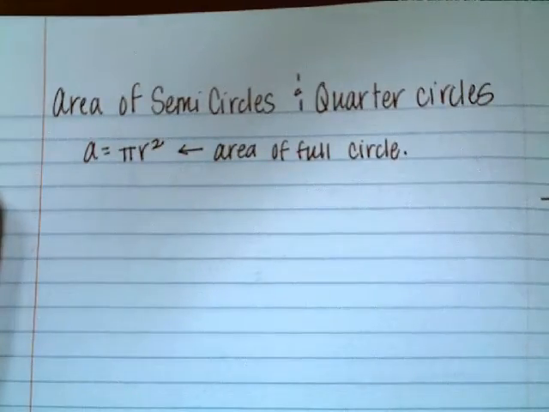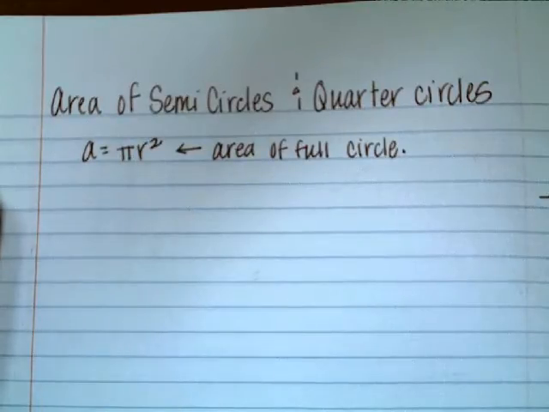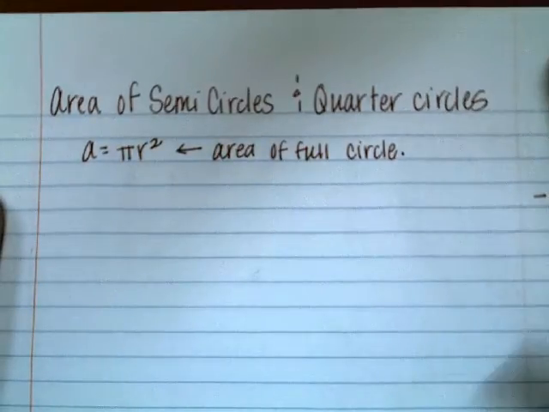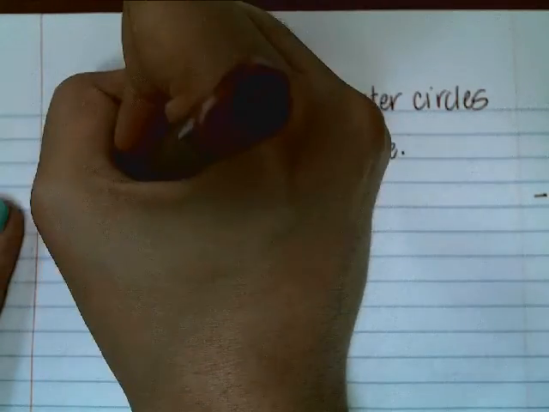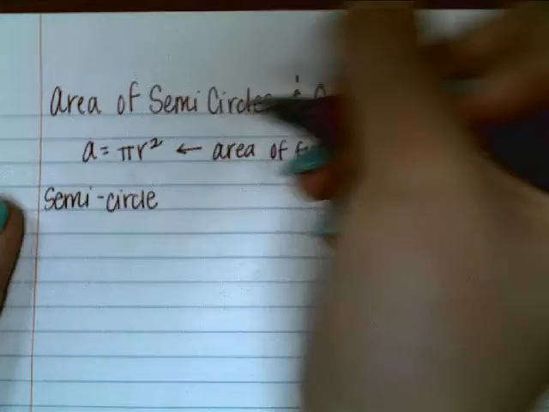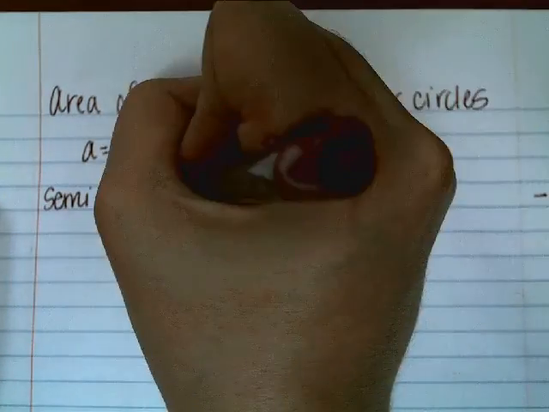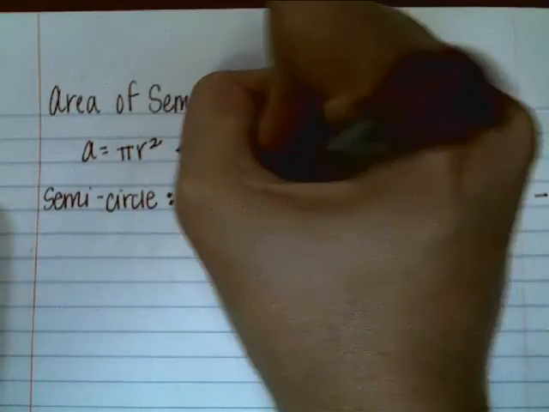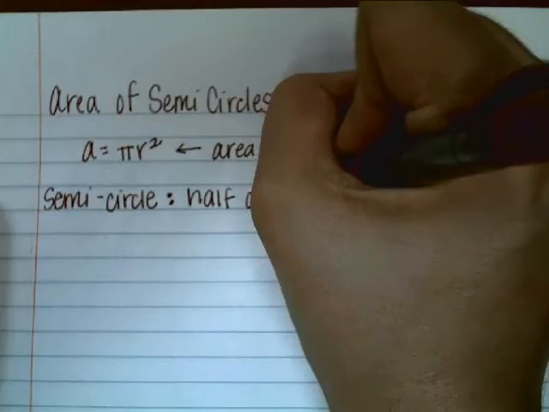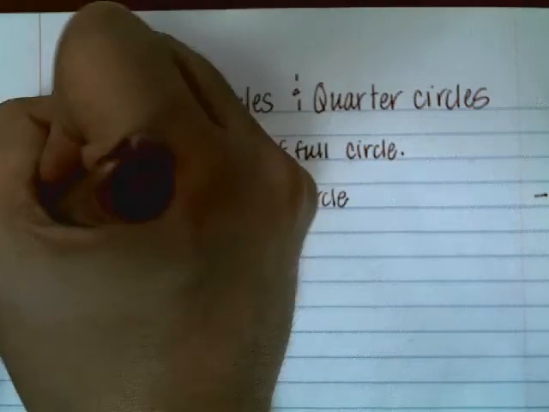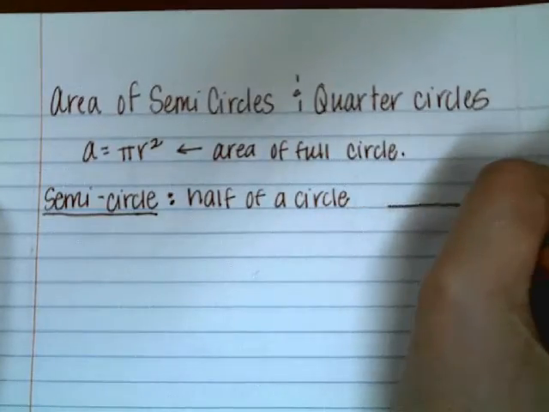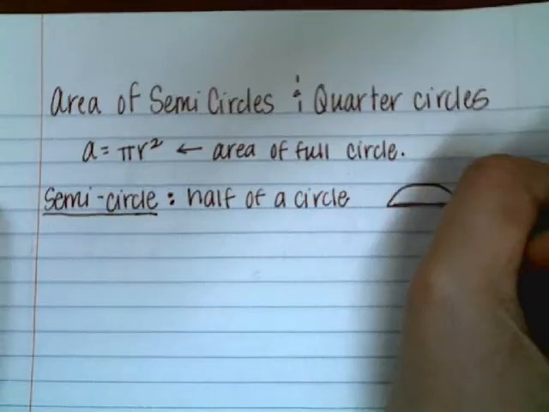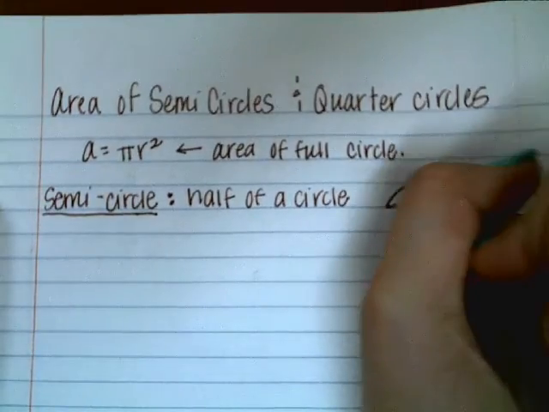When we're talking about area of a semicircle or a quarter circle, the first thing we need to know is what they are. So a semicircle, also called a half circle, is half of a circle. It kind of looks like the shape of a moon. So it's half. Think of the word half.